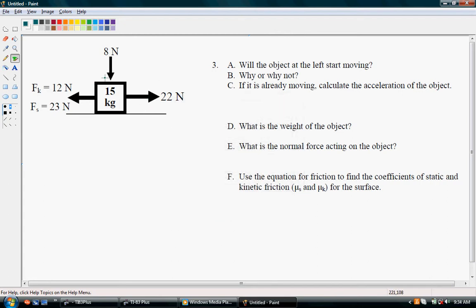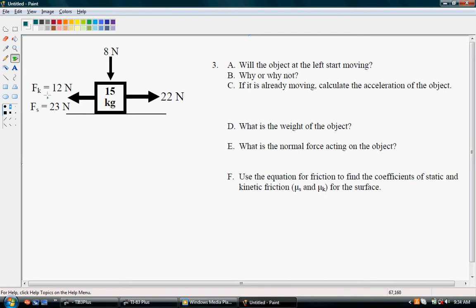Okay, here we have a mass of 15 kilograms, and it has several forces acting on it. There's an applied force to the right of 22 newtons. We know this to be a positive 22 newtons because the vector is going in the positive x-axis direction. We also have static friction and kinetic friction.